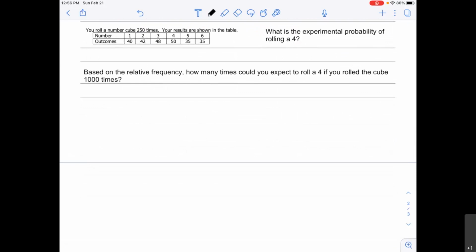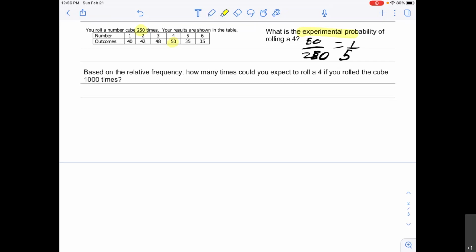All right, this is our last problem. You roll a number cube 250 times, your results are shown in the table. We got the number 1 40 times, 2 42 times, etc. So the first thing is, what was the experimental probability of rolling a 4? Well, the experimental probability, again, means that we're looking at what happened in the experiment. So I got a 4 50 times, and it tells me right here that we did this 250 times. So 50 over 250, and I can simplify that to 1/5.